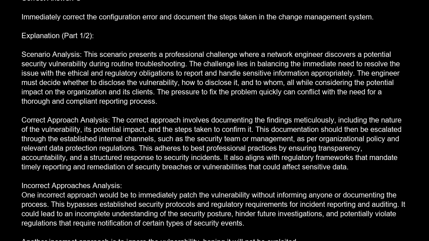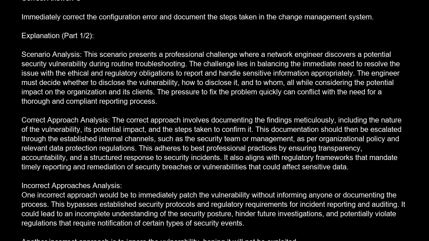Correct approach analysis. The correct approach involves documenting the findings meticulously, including the nature of the vulnerability, its potential impact, and the steps taken to confirm it. This documentation should then be escalated through the established internal channels, such as the security team or management, as per organizational policy and relevant data protection regulations. This adheres to best professional practices by ensuring transparency, accountability, and a structured response to security incidents. It also aligns with regulatory frameworks that mandate timely reporting and remediation of security breaches or vulnerabilities that could affect sensitive data.